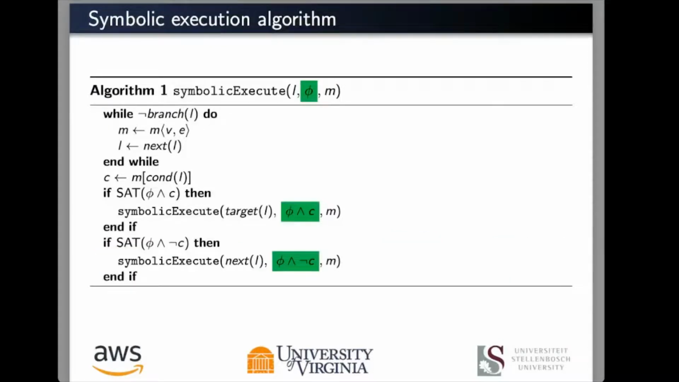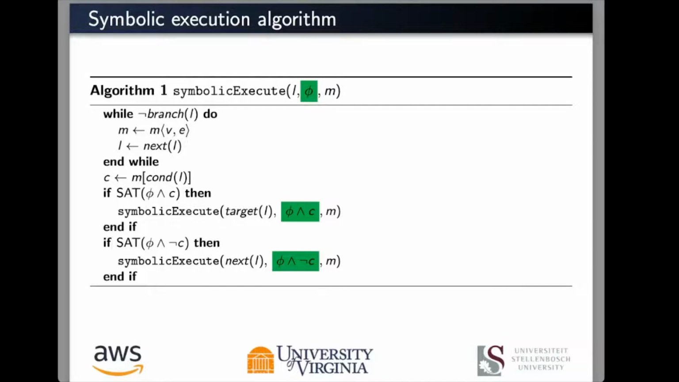So let me give you a quick overview of what symbolic execution does, because then you'll be able to understand what probabilistic symbolic execution does. So we've sketched it here as a very simple recursive algorithm, and I've drawn your attention to this phi that's boxed in green here. This is what's called the path condition. The path condition stores a constraint on the input variables that permit the execution of a particular program path.